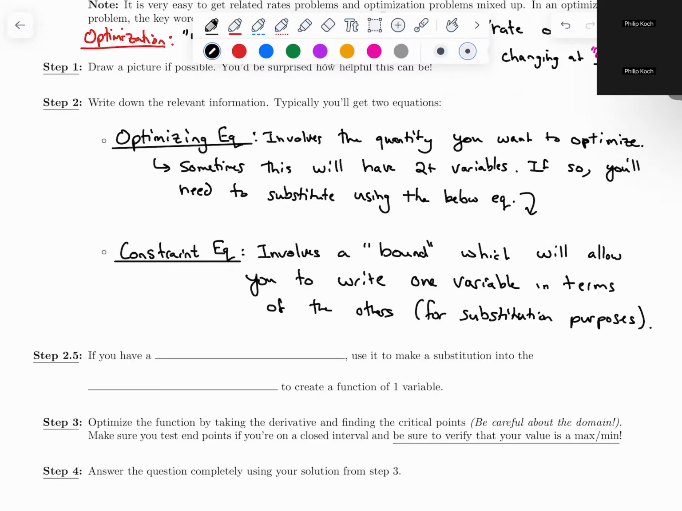So if you have a constraint equation, use it to make a substitution into the optimizing equation to create a function of one variable. We like this. We can work with this. Later on in Calc 3, you will learn how to deal with a multivariable function. But right now we can't do that.